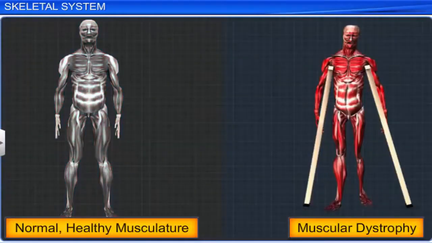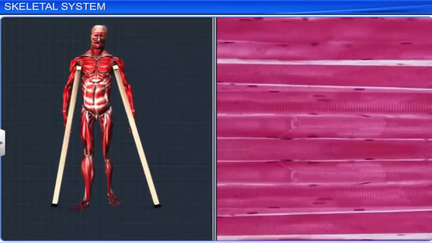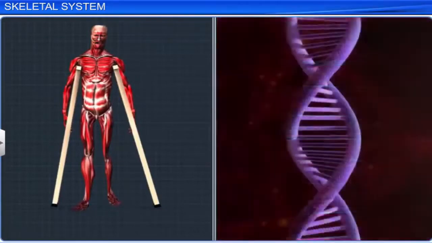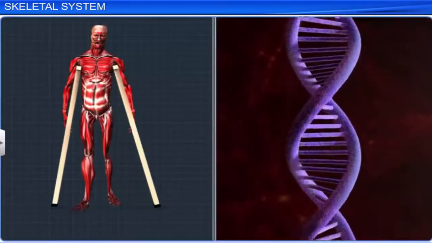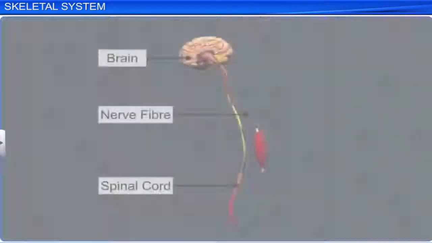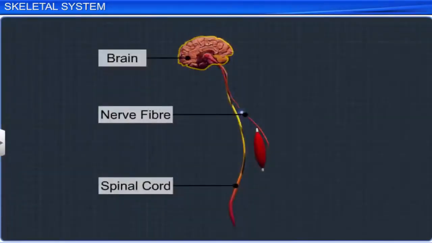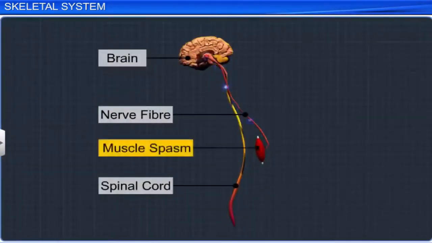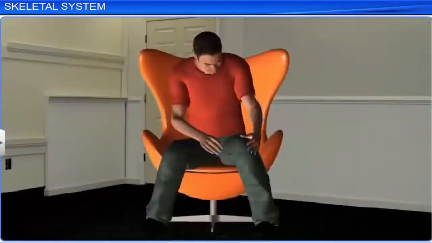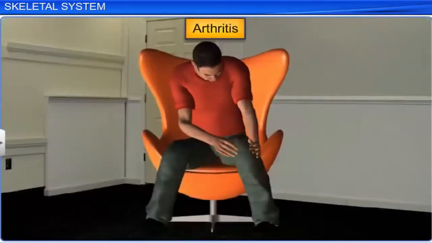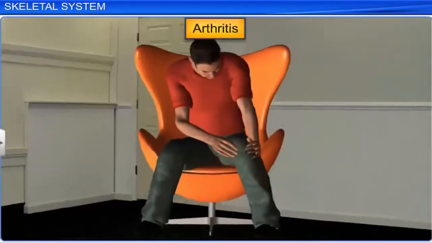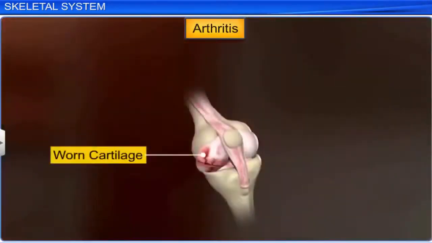Muscular dystrophy is also common and is characterized by the progressive degeneration of skeletal muscle fiber. It is considered a genetic disorder. Another disorder, tetany, causes rapid spasms in the muscles due to calcium deficiency, whereas arthritis is the inflammation of joints, a disorder commonly seen in elderly people.